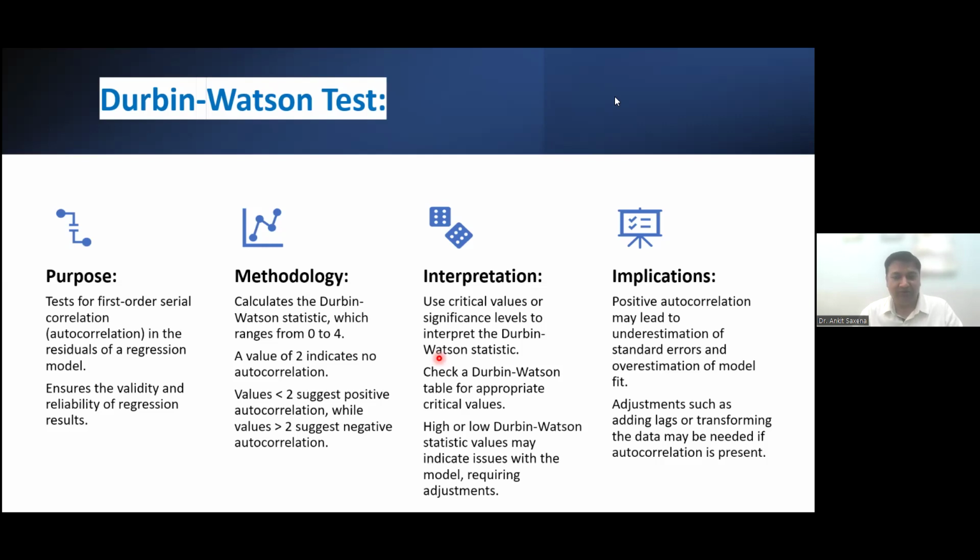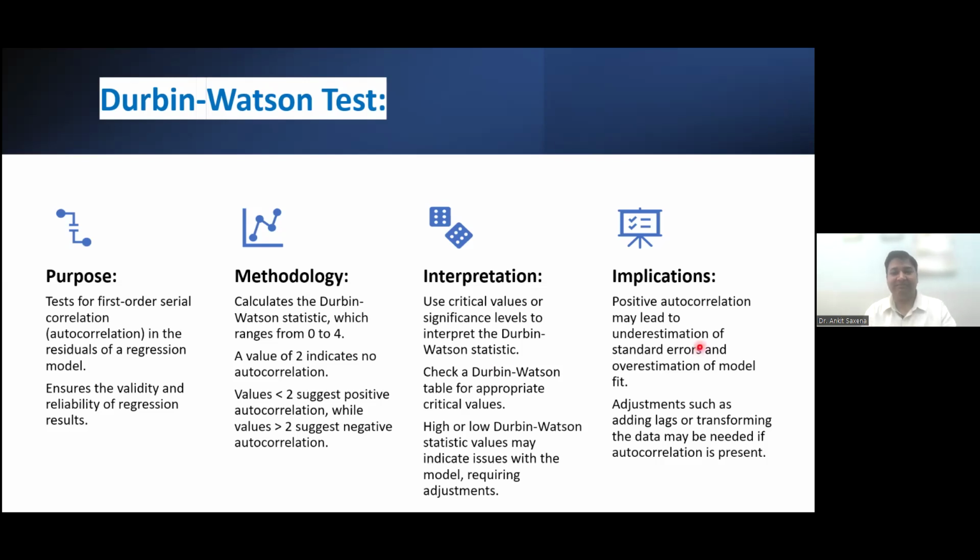So what I need to do is take care of this, and keep an eye on the Durbin-Watson statistics. I'll show you that number there. The interpretation is that we check the values, and when we see a high or low Durbin-Watson value, there are probably some issues with the model. It requires certain adjustments that we will have to work upon. That is an important part that we should take care of.